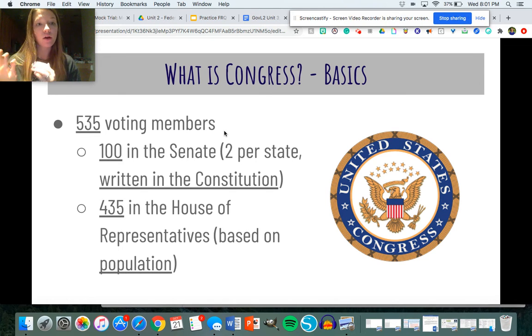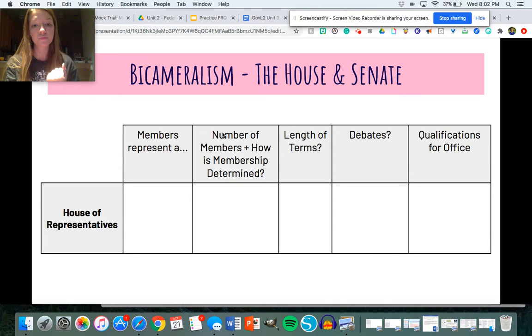And then we have the House of Representatives. This is made up of 435 members, so it's much, much larger, and it's based on population. This we arrived at from the Virginia plan during the convention because bigger states wanted population to be proportionate, meaning if you were a bigger state with more people, you would have more say in government.